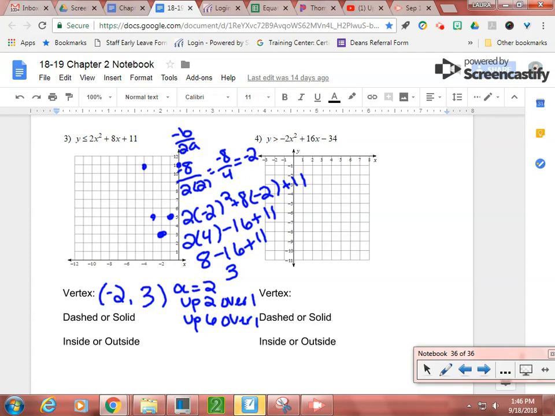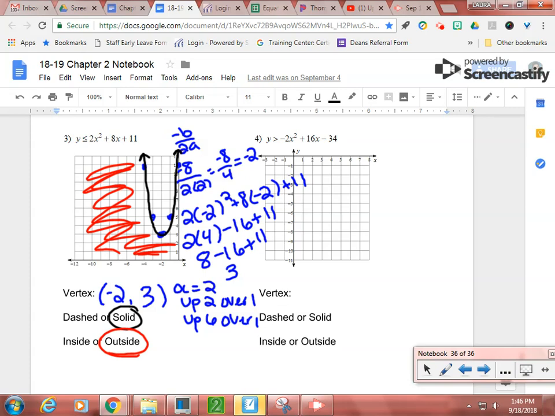Okay, deciding if this is dashed or solid. It's less than or equal to, so it's going to be solid. Solid line. And then outside or inside on this, it is less than, so it is going to be outside. It's underneath it. So you're shading all of that.